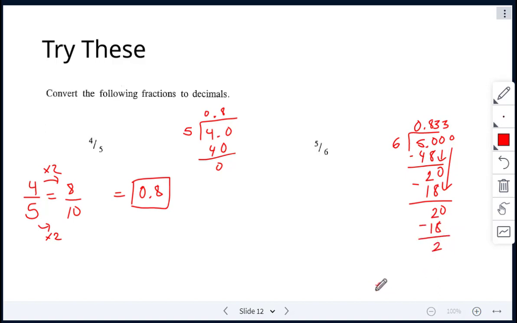All right, so the answer here would be 0.83. You can leave it as 0.83, showing that you've rounded it, or you could put that line on top of the 3, showing that the 3 will continue to repeat.